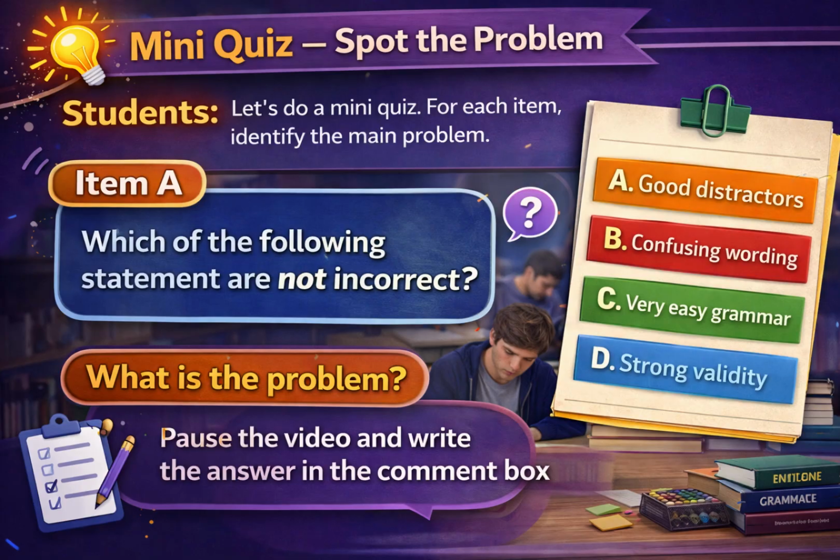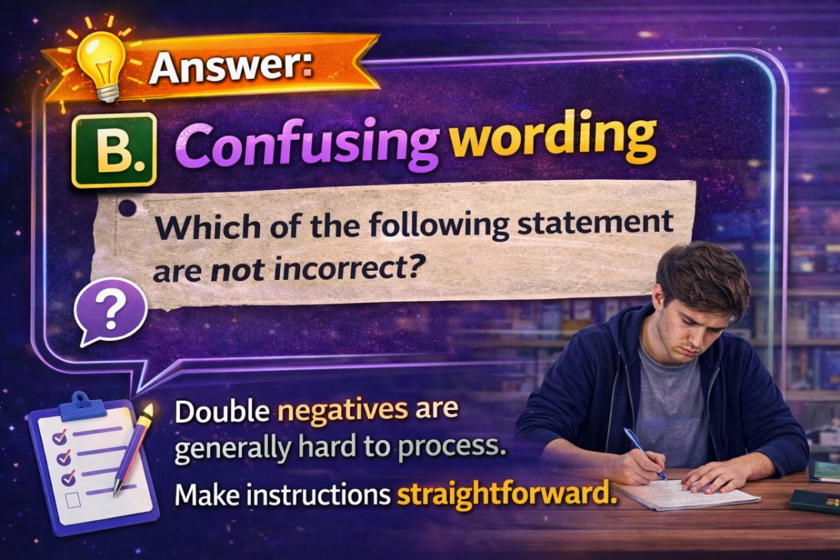Mini quiz. Spot the problem, students. Let's do a mini quiz. For each item, identify the main problem. Item A. Which of the following statements are not incorrect? What is the problem? A. Good distractors. B. Confusing wording. C. Very easy grammar. D. Strong validity. Pause the video and write the answer in the comment box. Answer: B. Confusing wording.